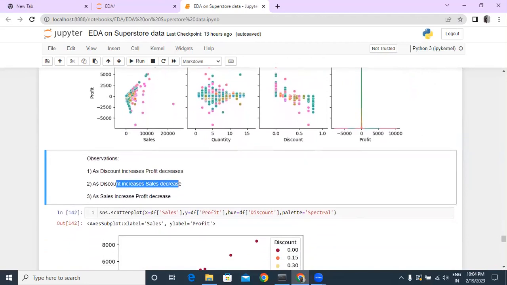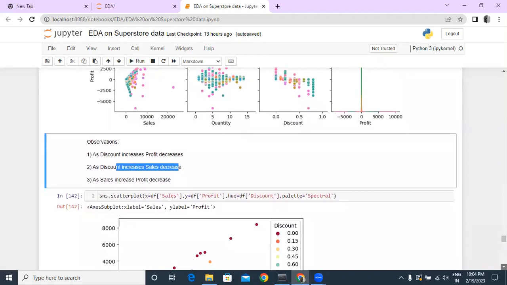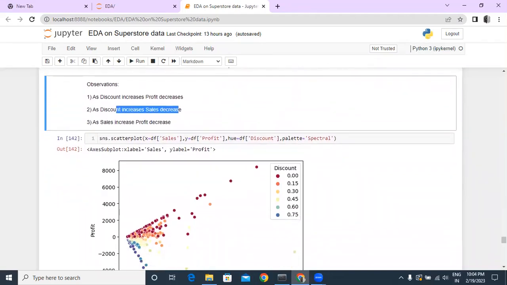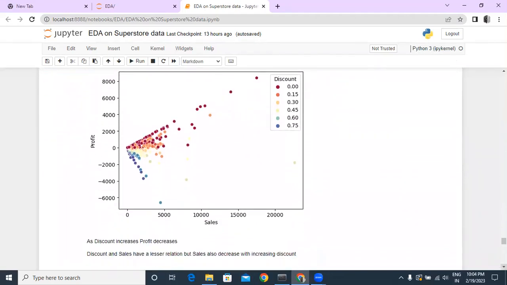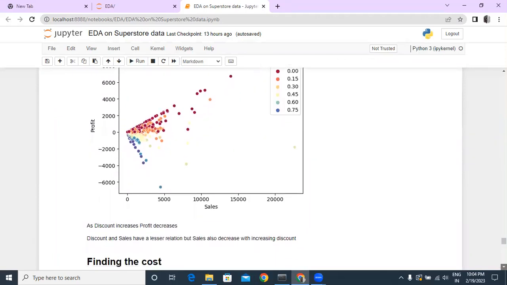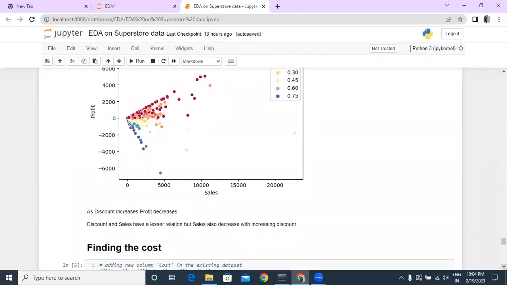We can also make a scatter plot for sales, profit, and discount, so that we can get a better view of that. From the scatter plot also we can clearly see, with the colors showing the discount increasing and decreasing, that as discount increases, profit decreases. Discount and sales have a lesser relation, but sales also decrease with increasing discount. So this was the analysis from here.